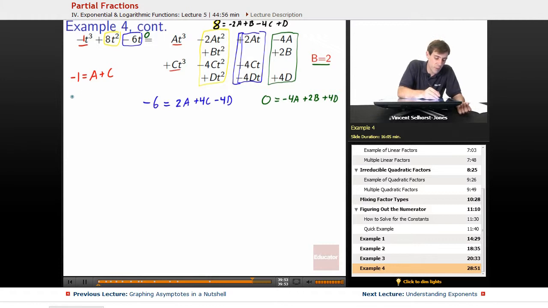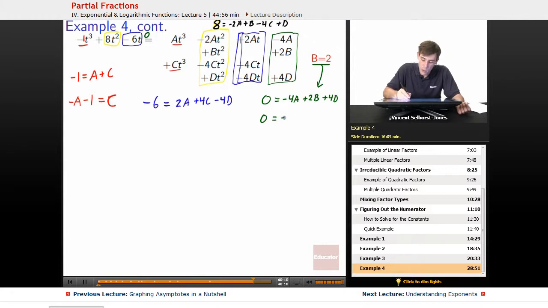So on the left side, we've got negative 1 equals a plus c. So we solve for c, and we get negative a minus 1 equals c. Okay. On the green one, we plug in what we know for our b. We've got 0 equals negative 4a plus 2 times 2 plus 4d. 0 equals negative 4a plus 4 plus 4d.